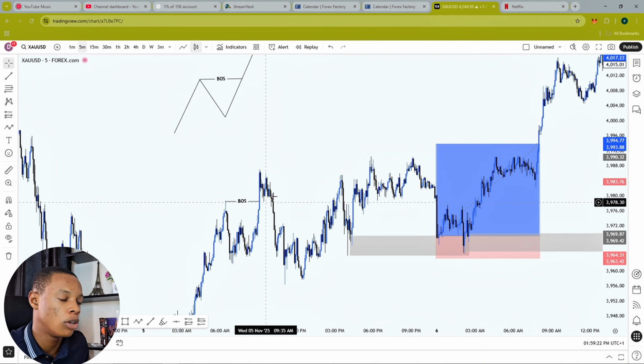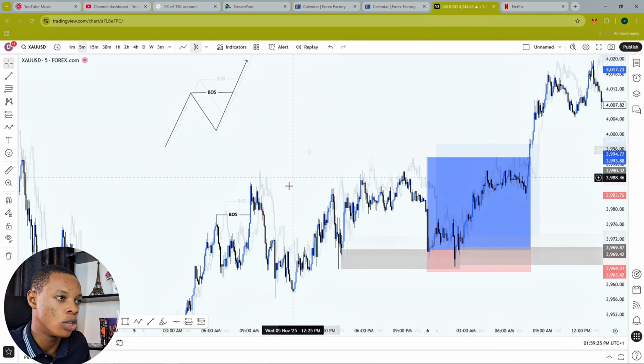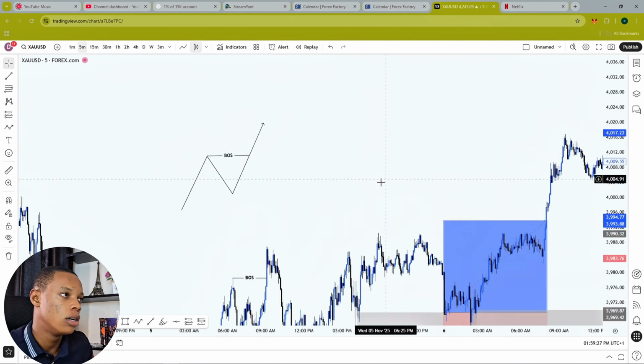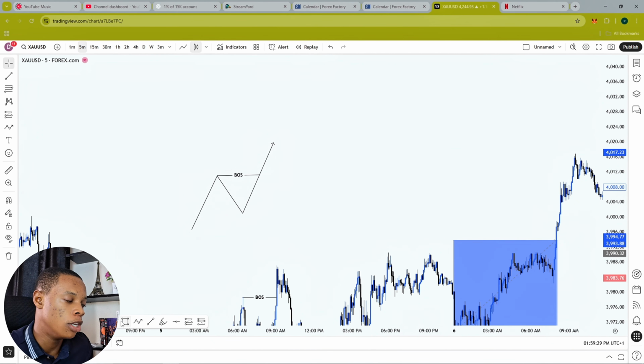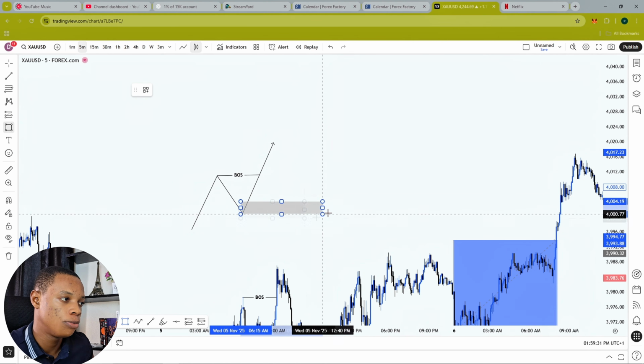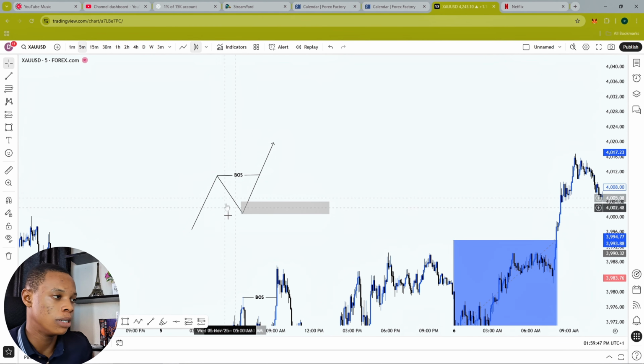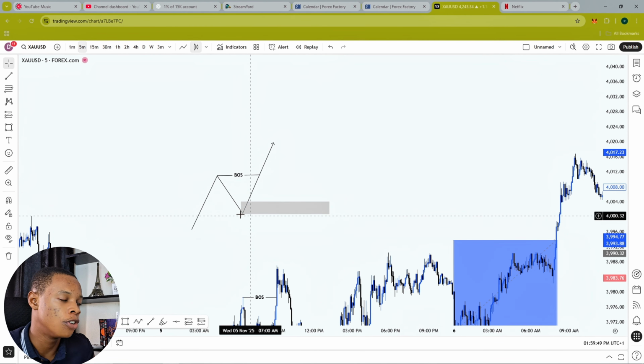So on this market now, what do you think I'll be doing? I'll be buying. Why? Because it broke structure to the upside. Now, where will I be buying from? It's going to be this low. This is like a demand zone. The strategy I call the order block. So this is an order block where you'll be entering the buy.